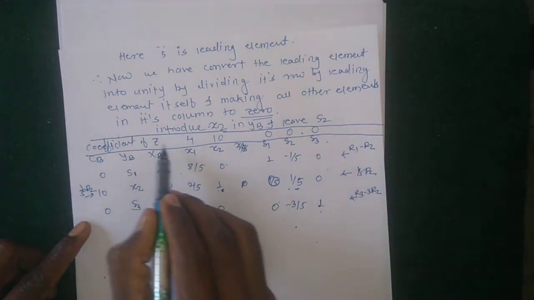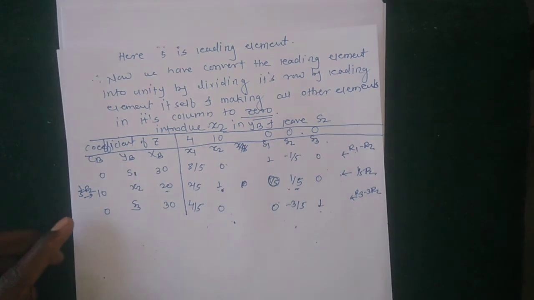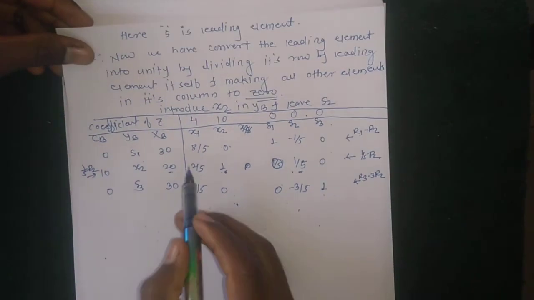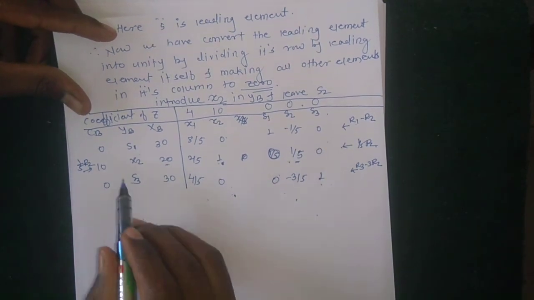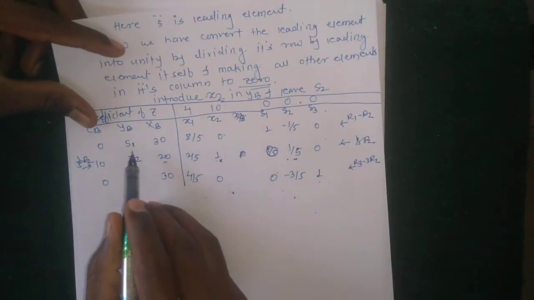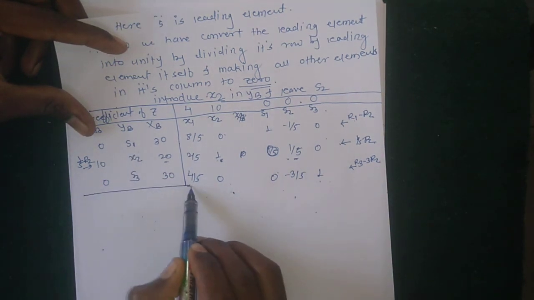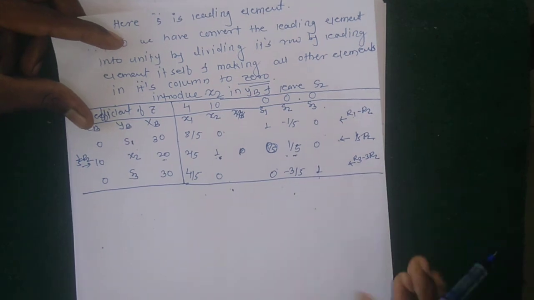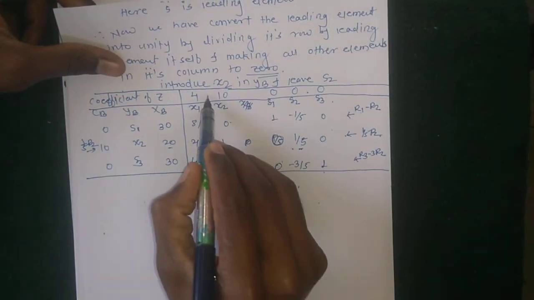If all Zj minus Cj are greater than or equal to 0, then we do not need another simplex table, and this is the optimal solution. But if Zj minus Cj are less than 0, then again continue the process from the second step. In this way, this is the first table.